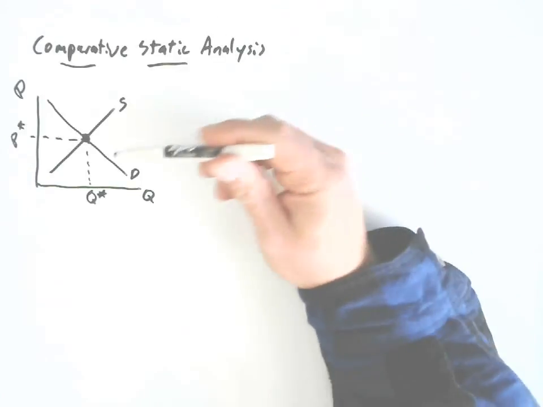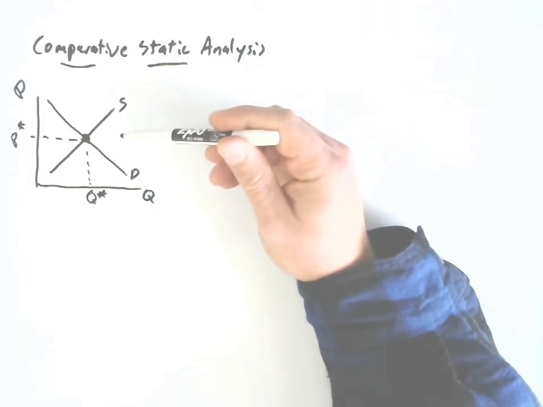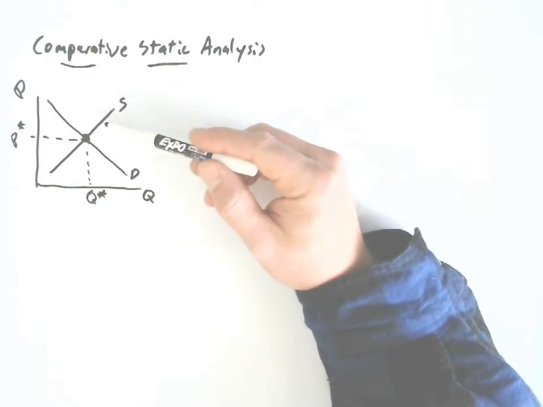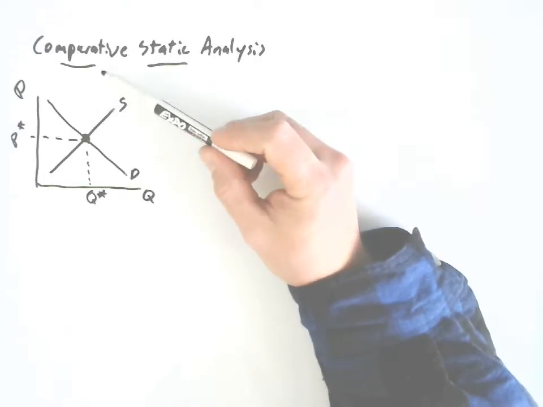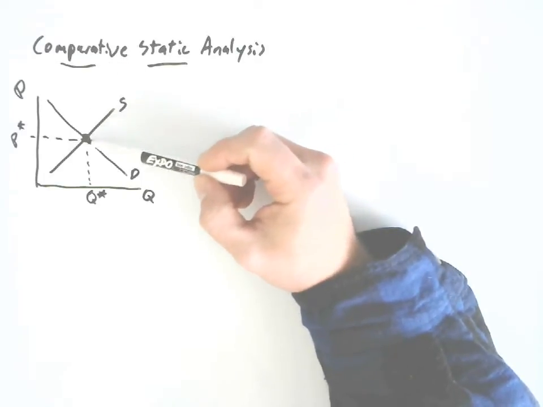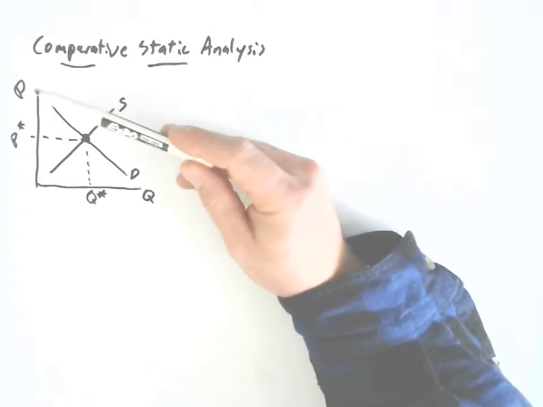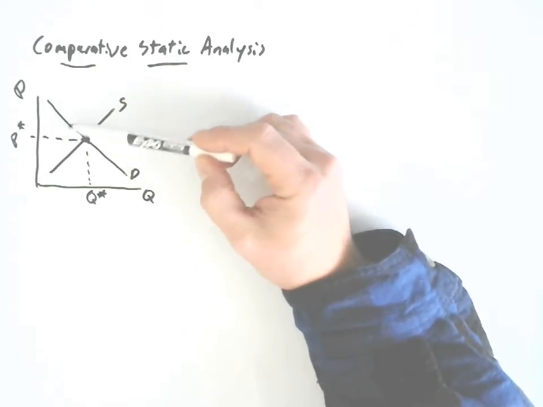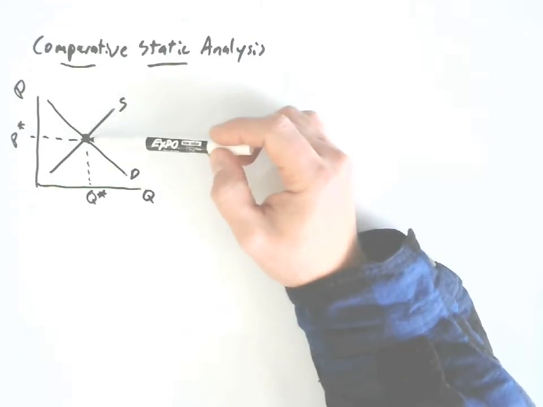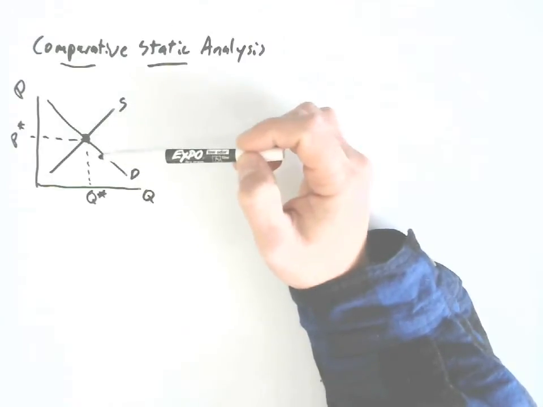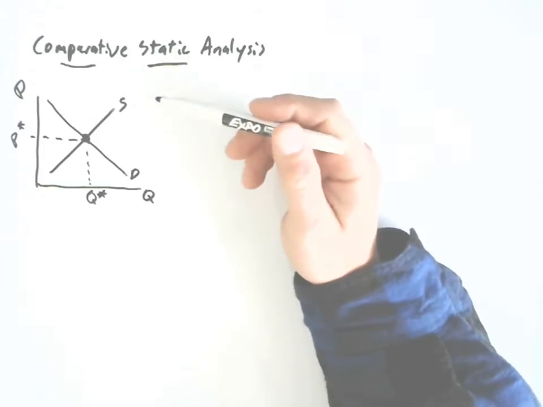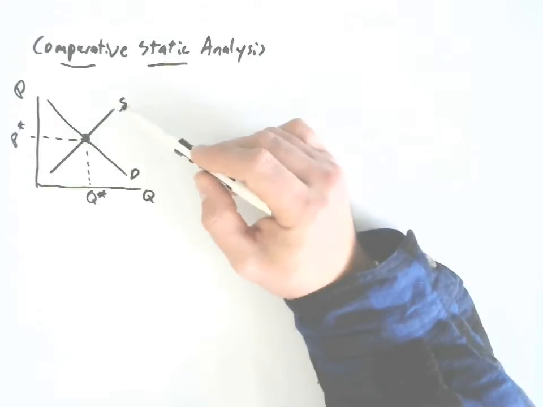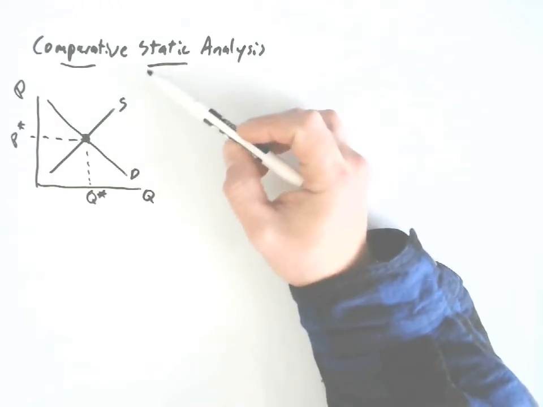We're going to inject a shock into this market. One of these curves will shift, a new equilibrium will be generated, and then we compare the two static positions with regard to equilibrium price and quantity. So did equilibrium price rise? Did it fall? Did equilibrium quantity rise? Did equilibrium quantity fall? Etc.